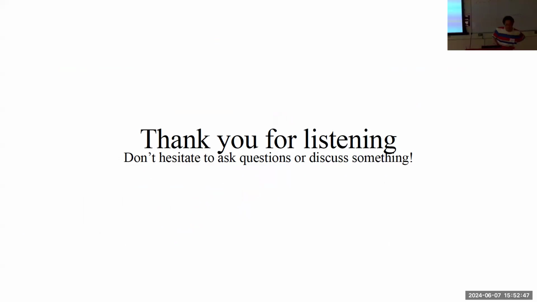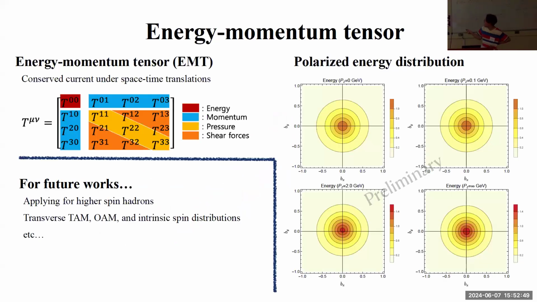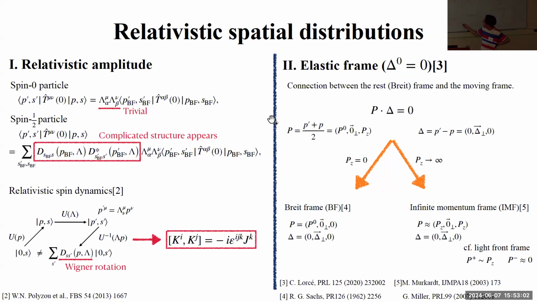In the last picture, you mean after you boost in the Z direction, there's no shortening, no contraction? Yeah, actually it is in 2D space, I mean, impact parameter space. Actually, introducing the elastic frame, you have to pay a price. That means we lose the longitudinal information. Okay. Yeah.